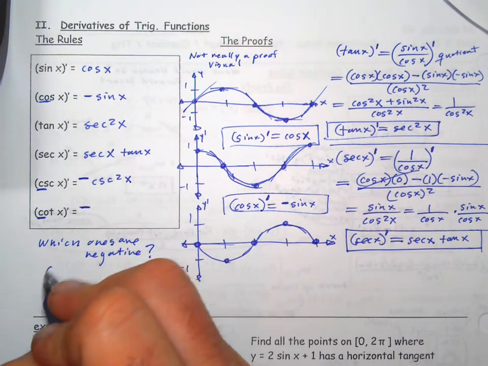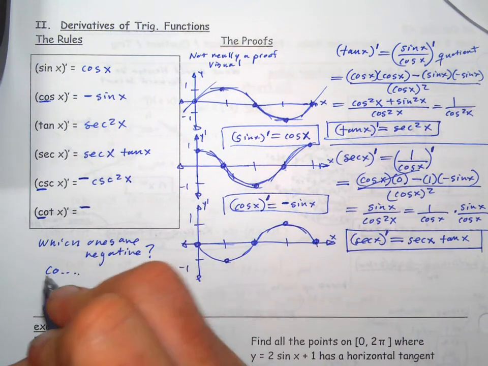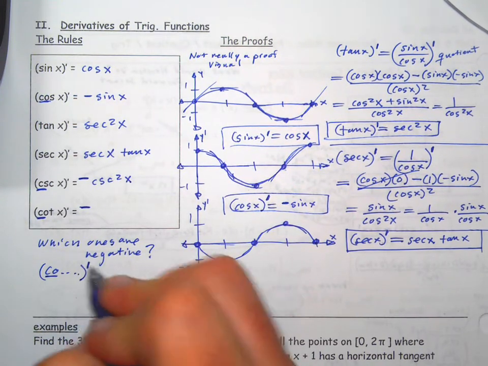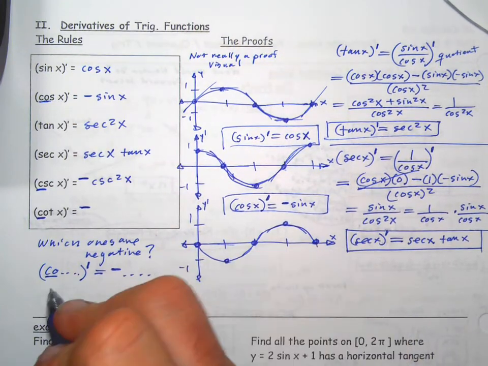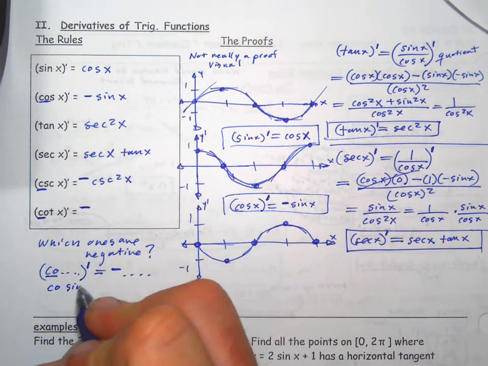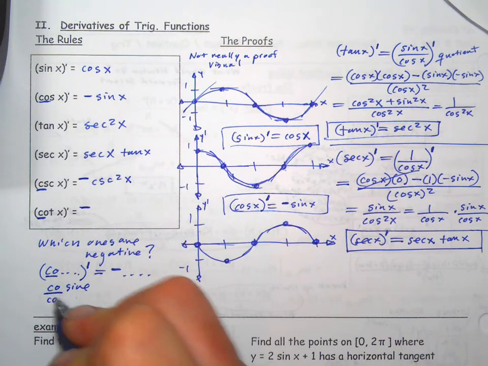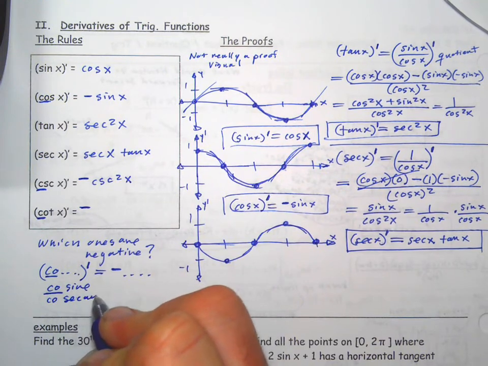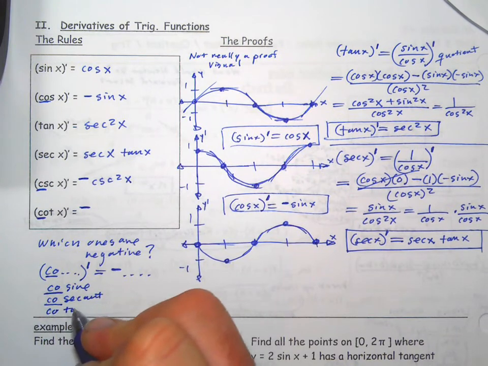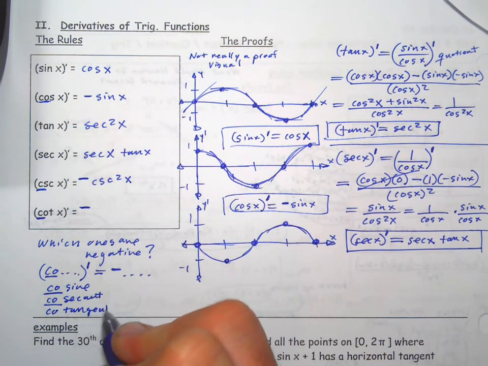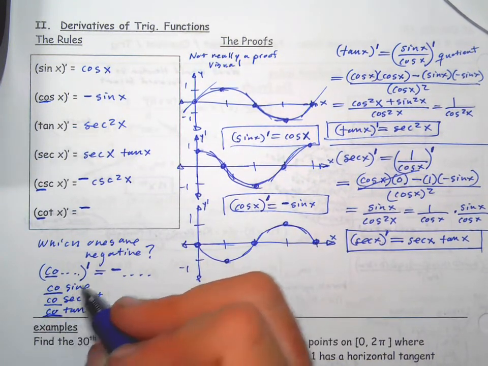My trick is co: anything with a co, derivative, has a negative. Okay? Cosine, cosecant. By the way, we don't usually see the co necessarily all the way. Cotangent, because we abbreviate these things. But anything with a co is going to have a negative.